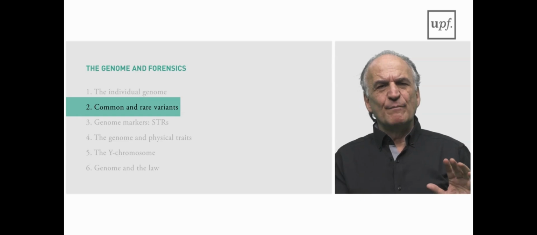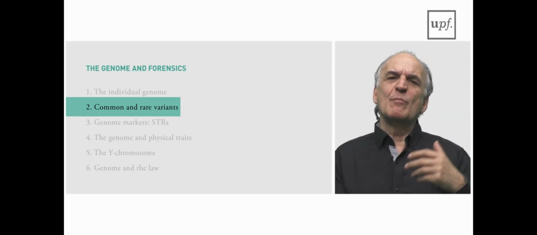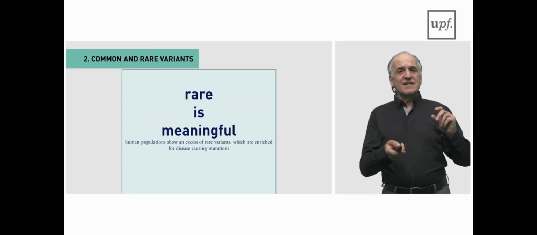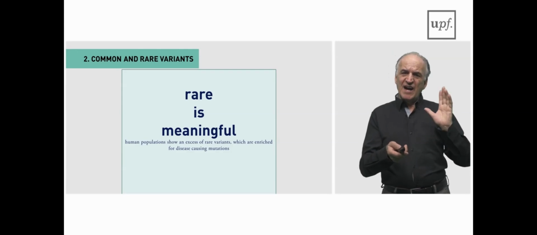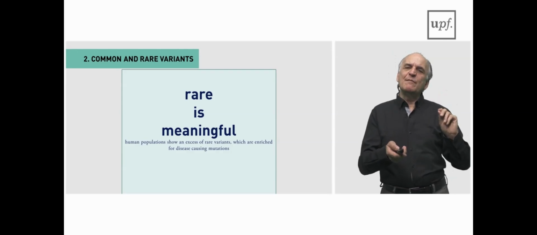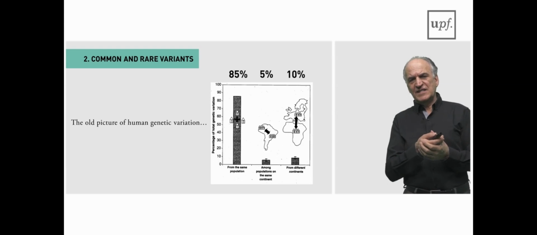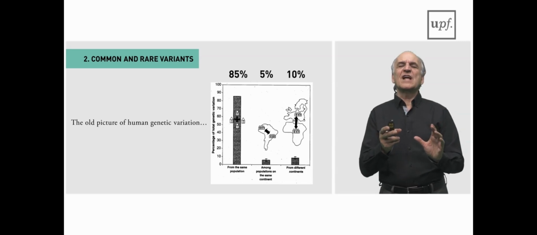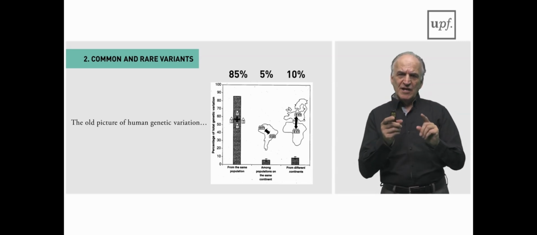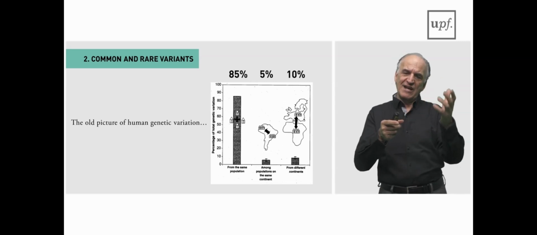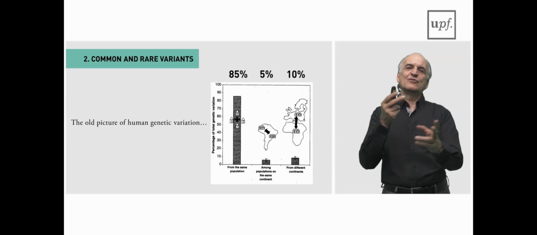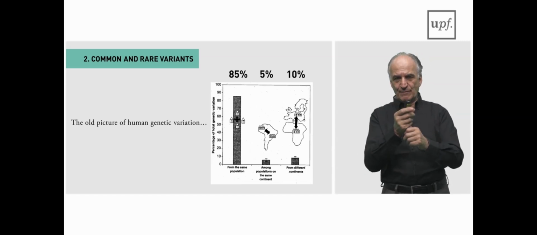But first, let's see to which extent the variants in the genome are shared or not among populations. The idea is that rare variants are interesting even though they may be specific for some populations. For many years, we have had the idea of genome variation in the following terms. It was very clearly established that most of the genome variation is found within populations, 85%, and only a fraction between populations within continents and a fraction of around 10% between continents.